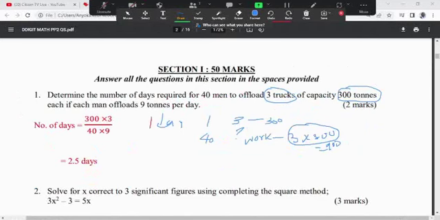But now each man will offload 9 tons. That's one man is offloading 9 tons per day. So what about 40 men? 40 men will do 40 times 9. This is what we have.